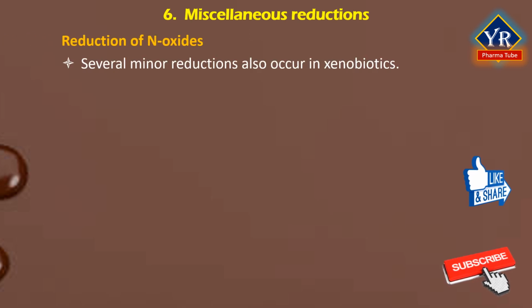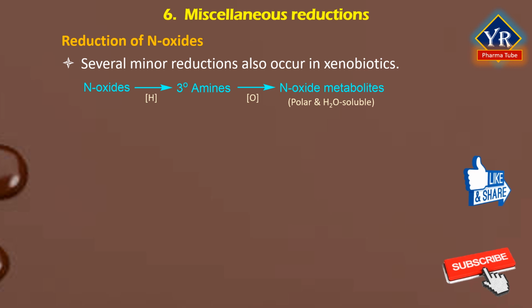Several minor metabolic reductive reactions also occur in xenobiotics. Reduction of N-oxides to the corresponding tertiary amine occurs to some extent. This reductive reaction is significant because several tertiary amines undergo oxidation to form polar and water-soluble N-oxide metabolites. If reduction of N-oxide metabolites occurs to a significant extent, elimination of the parent tertiary amine drug is hindered.